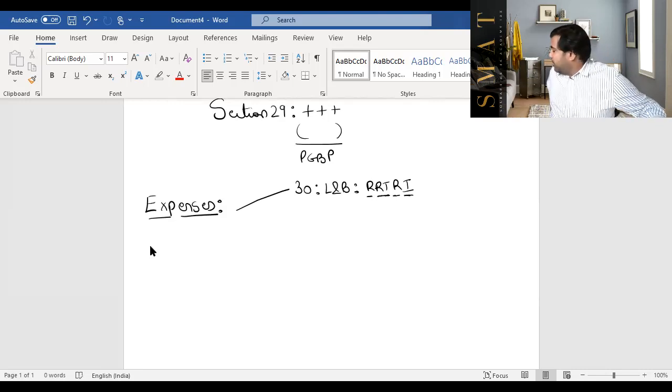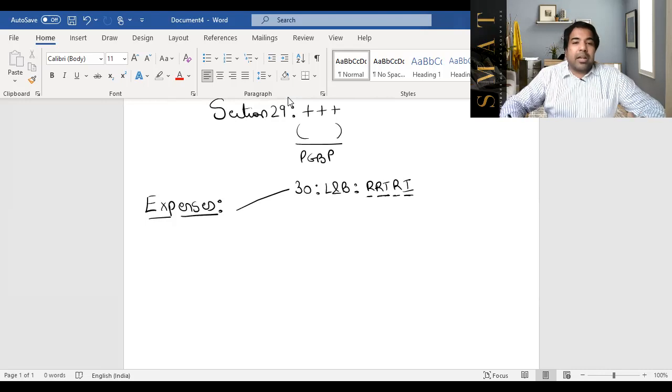When you make these kind of payments, then RRTRI, that is land and building, that will be an expenditure under section 30. But please make sure that this expenditure is only and only revenue expenditure, and also make sure that if you're using the office even for personal purpose, for example, you're staying in one of the floors, then that will be disallowed under section 38.